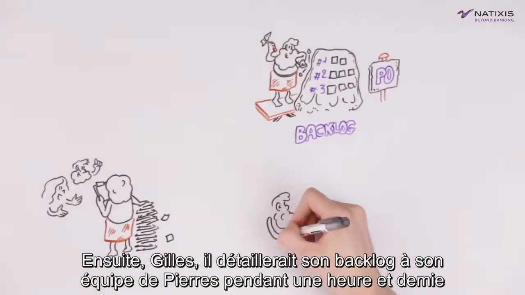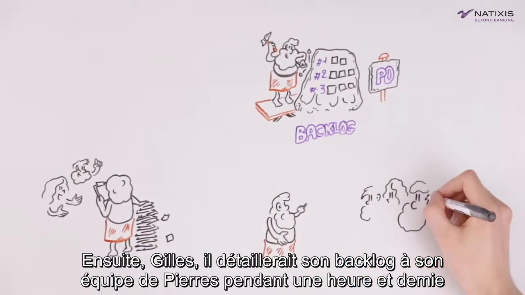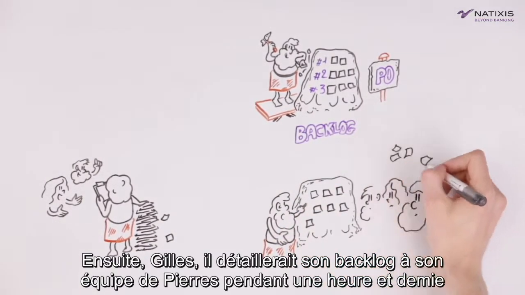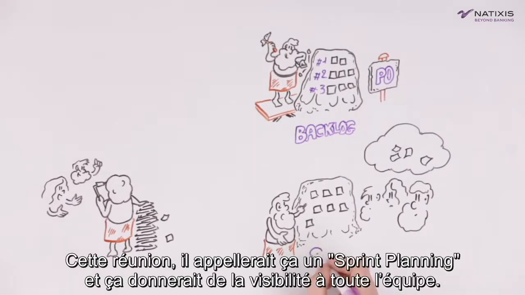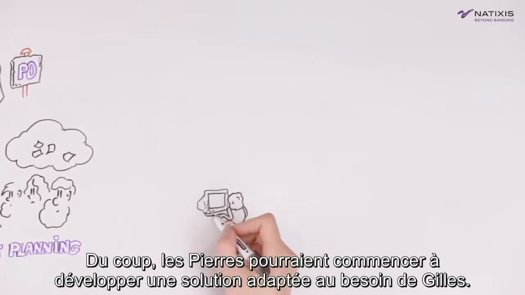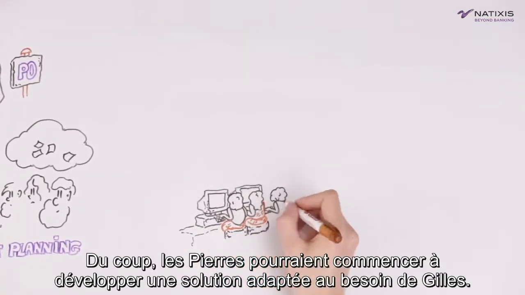And Giles, since he was the guy in charge of the final product backlog, would call himself a PO, aka product owner. Then Giles would detail his backlog to his stone team for about an hour and a half. They would discuss together about every post-it, and they would divide the post-its between themselves. This meeting he would call a sprint planning, and it would give visibility to the whole team. At last, the stones could start developing a solution that would meet Giles's needs.